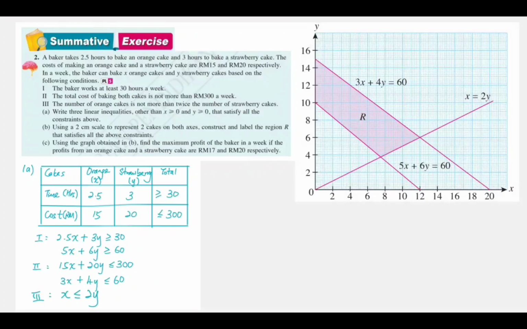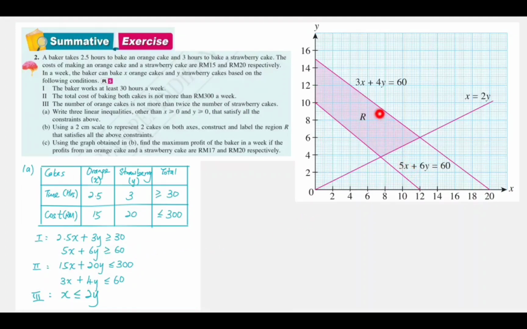From the first linear inequality, 5x + 6y ≥ 60. So 5x + 6y = 60. Get the y-intercept, when x equals 0, y should be 10. And the x-intercept, when y equals 0, x will be 12. So we get this line. In the linear inequality, positive 6y is on the greater side. Therefore, we want the upper region of this line.